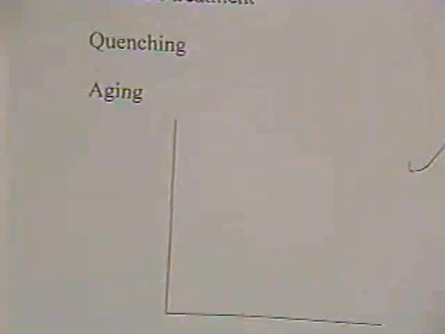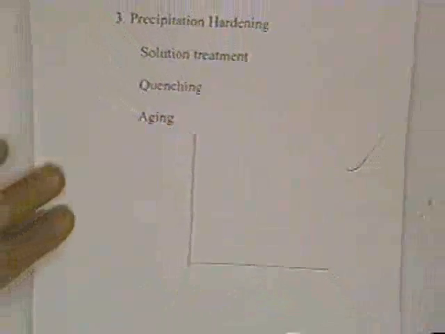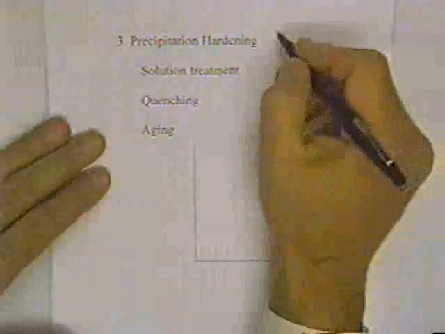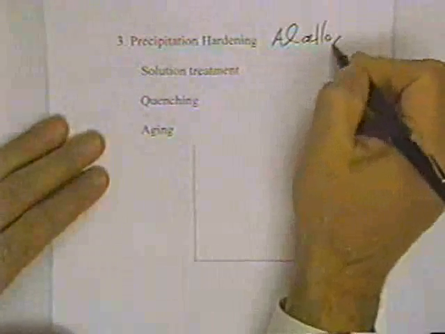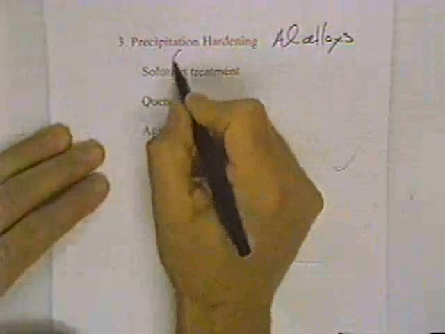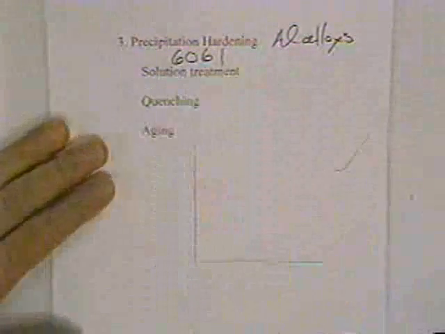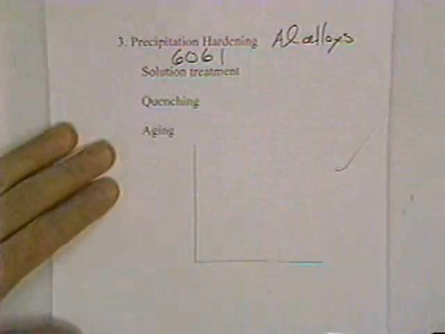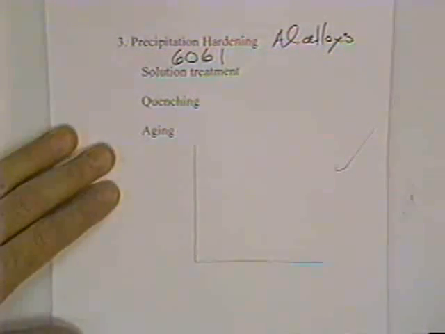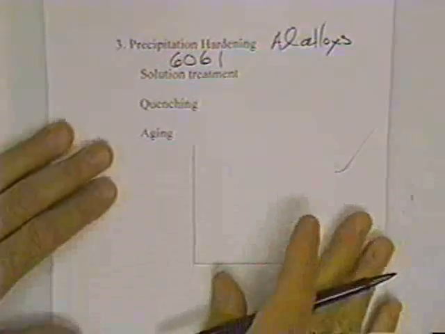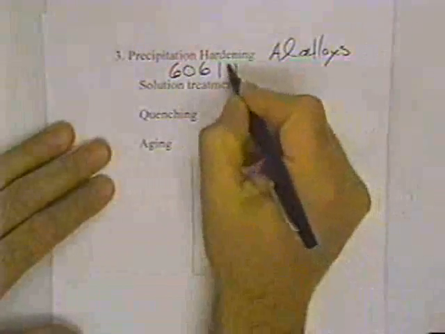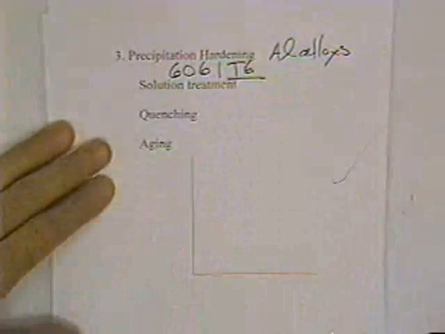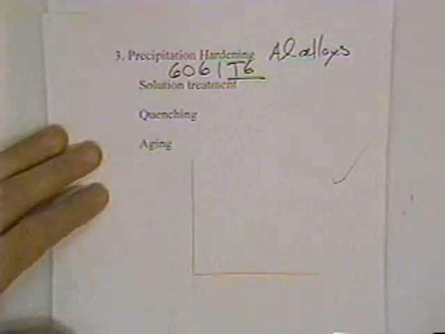Now there's one other heat treatment that I was going to talk about, and that is precipitation hardening. The precipitation hardening process is common in aluminum alloys. And one of the common aluminum alloys is 6061. That's a magnesium silicon alloy, commonly used for window frames and door frames. In the solution treated condition, it's designated as T6.